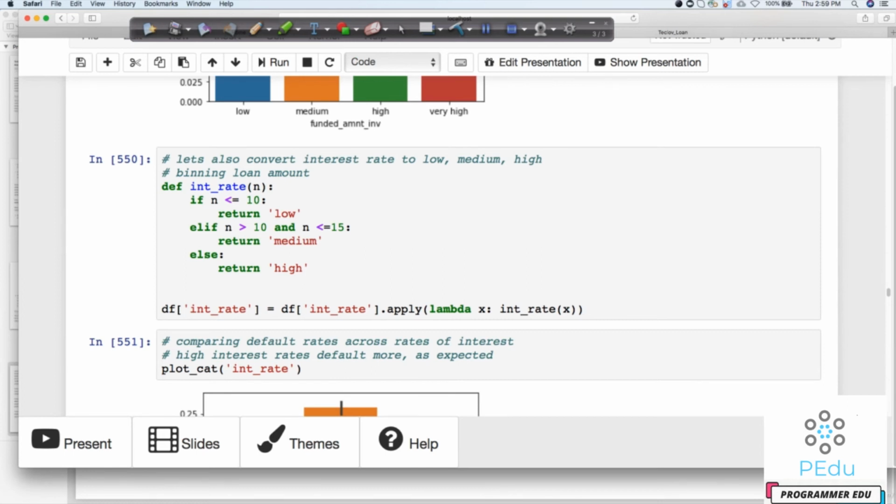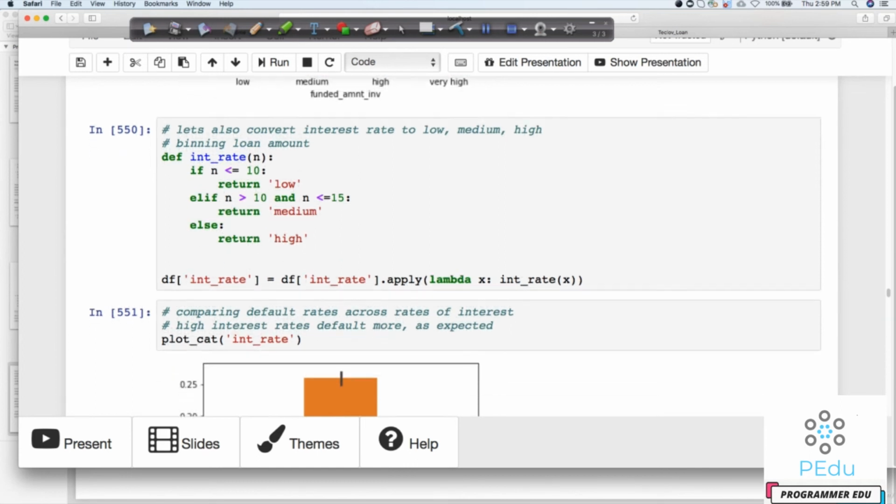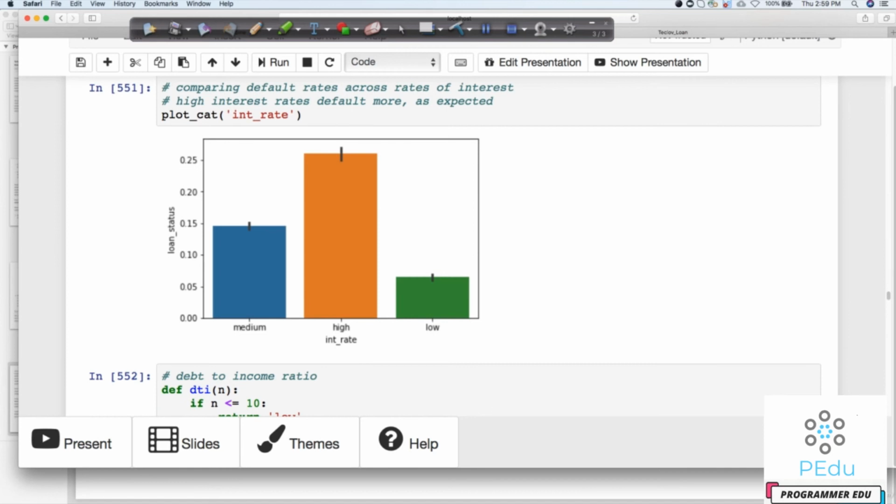For that, what we have done is any interest rate less than 10, we will mark it as low. Between 10 to 15, let's mark it as medium. And above this value, let's mark it as high interest rate. When we draw that, what we notice is that people who are given the loan at a higher interest rate are defaulting more, and people who are given the loan at a lower interest rate are not defaulting as much.